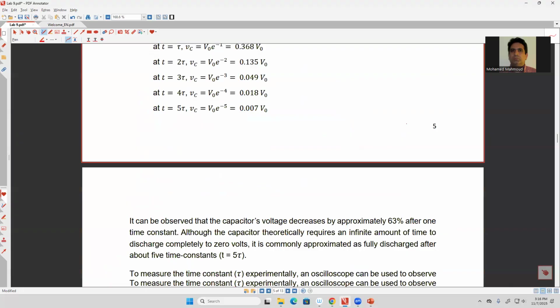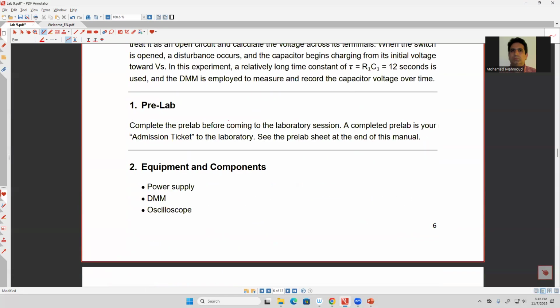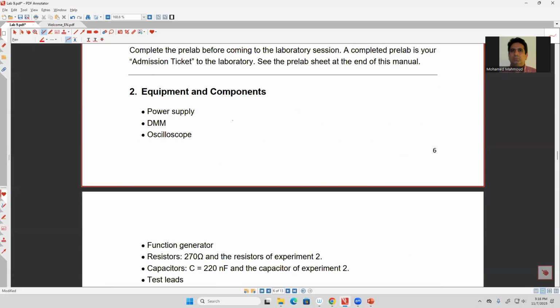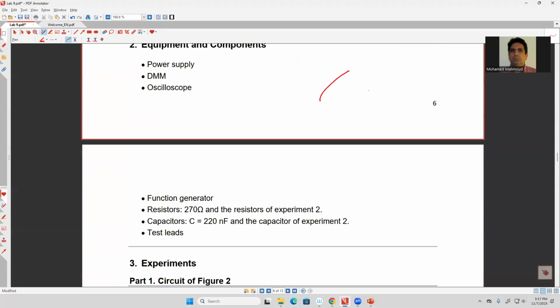Okay. So again, now you need to calculate the frequency, and also you need to measure it. The frequency that is going to make the capacitor charge from 1 volt to 3 volt. Okay.